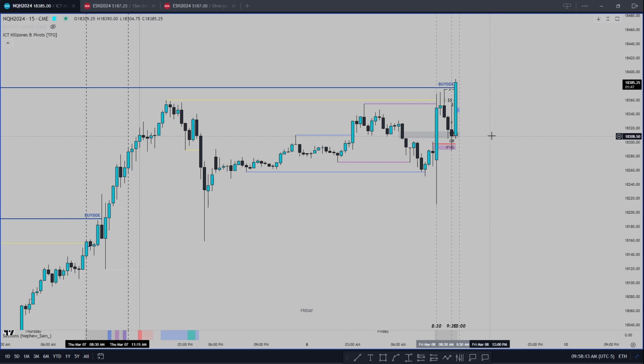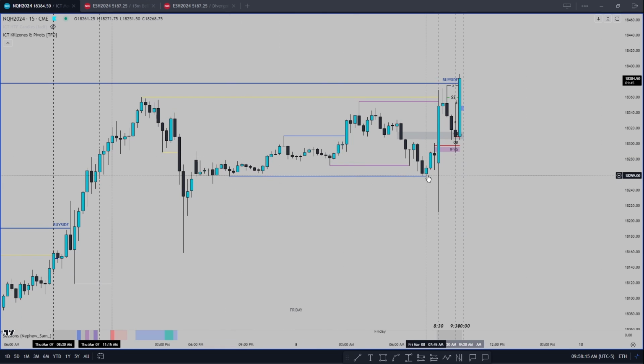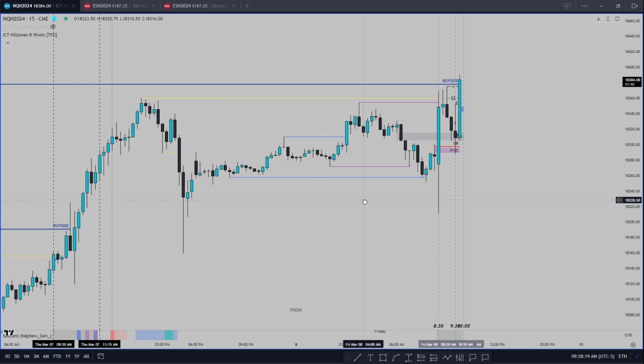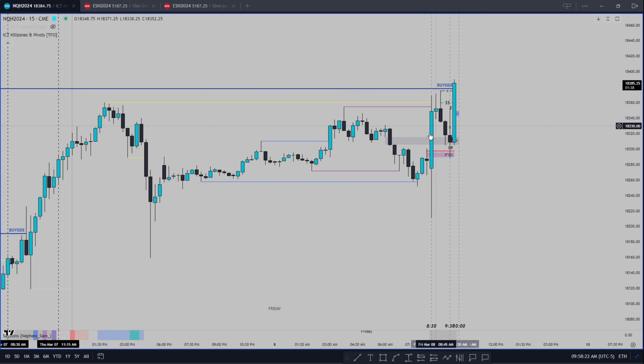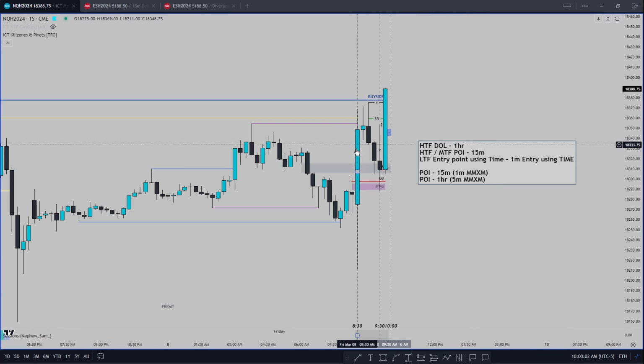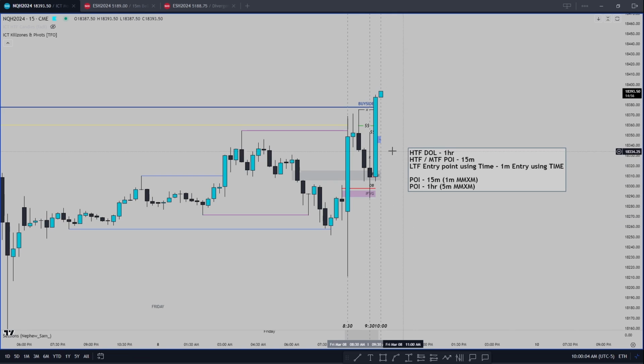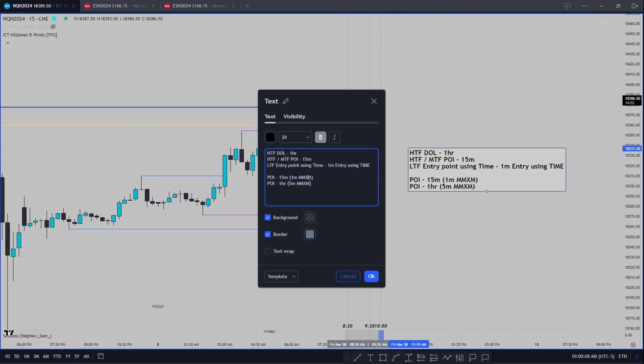Okay, so now what we're looking at is a 15-minute liquidity sweep. We could be long at 9:30, having a stop below here, or we could just be waiting for some sort of reaction off of this at 9:30. So now this gap that's on the 15, since it's a 15-minute gap, we need a 1-minute MMBM in this case. Okay, we can disregard this.